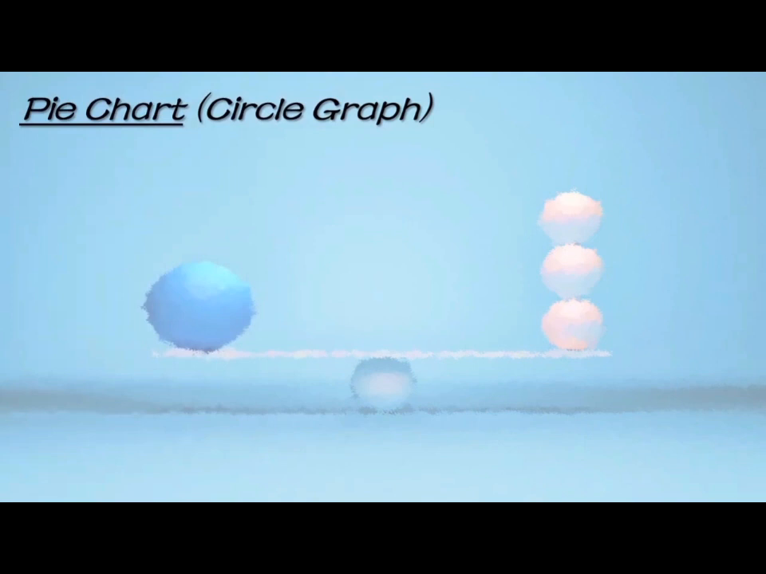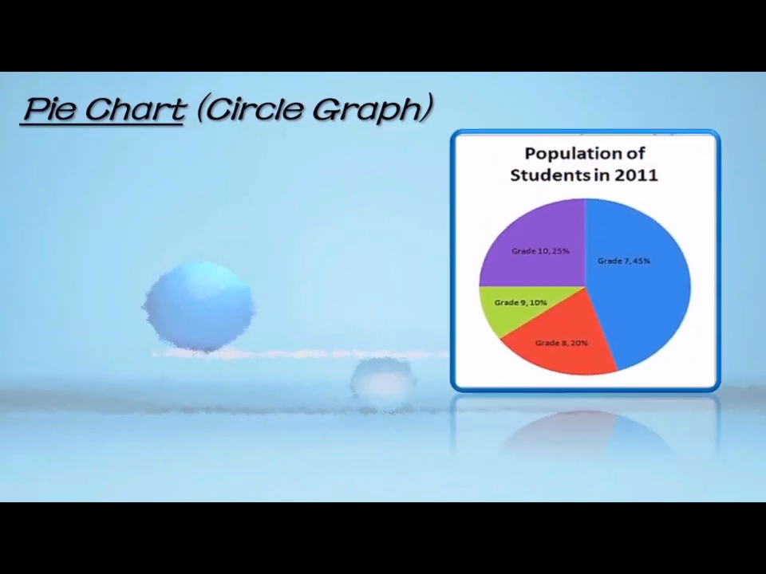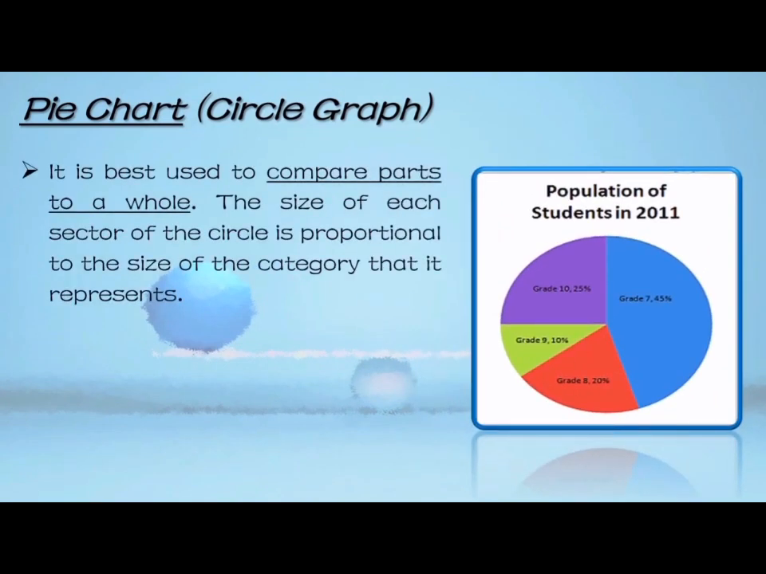Pie chart or circle graph, like this one. It is best used to compare parts to a whole. The size of each sector of the circle is proportional to the size of the category that it represents. As you can see, circle graph is automatically in shape of a circle, and we also call it a pie chart because it uses slices just like in pizzas and buko pie.